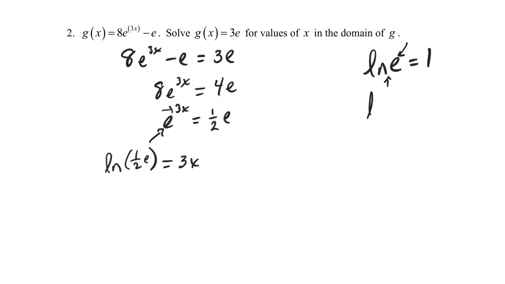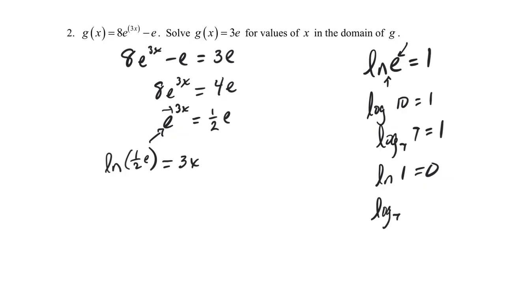So it's the same as this. If I did log of 10, that would be 1. If I did log of 7 and 7, that would be 1. The other thing I want you to know is if I put ln of 1, that is equal to 0. And that goes for any logarithm. If I do log base 7 of 1, it's 0. So we've got to keep those in mind.